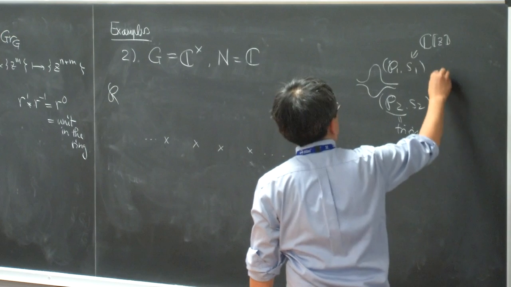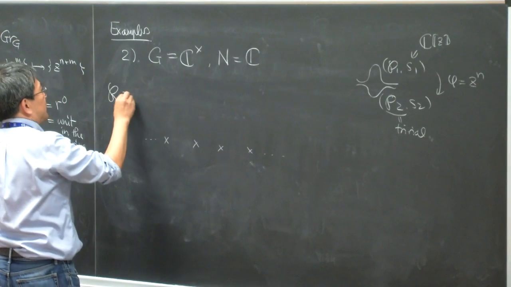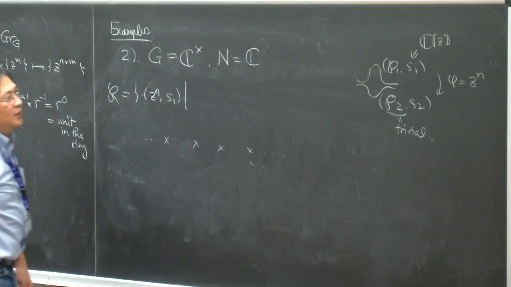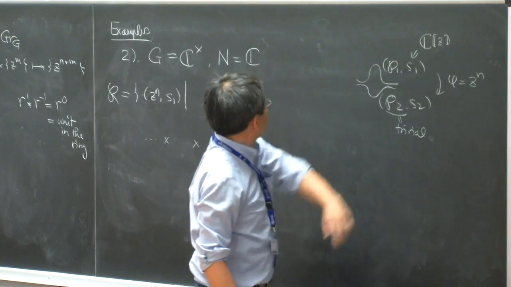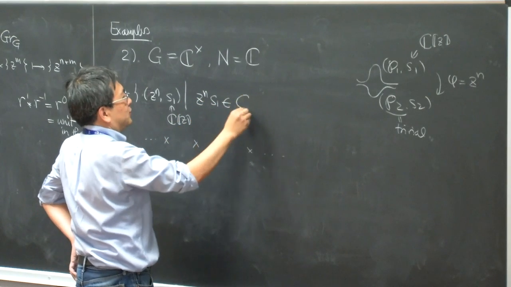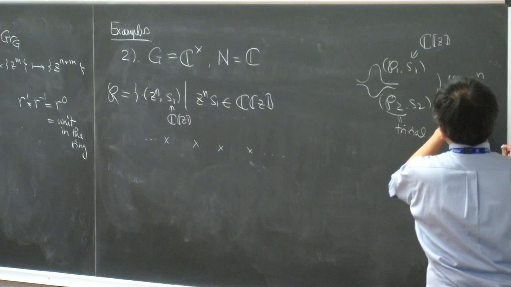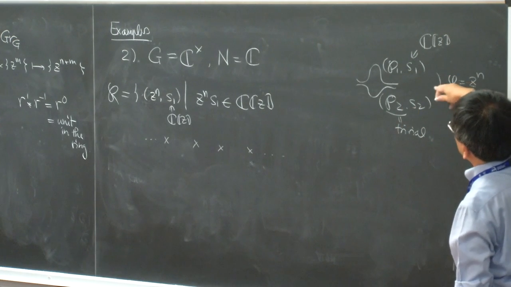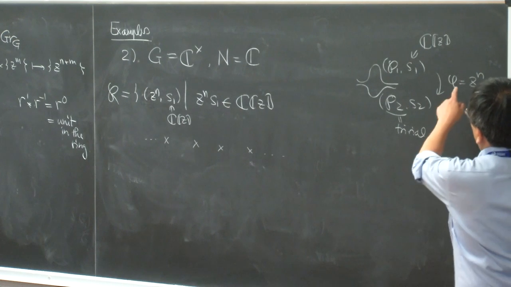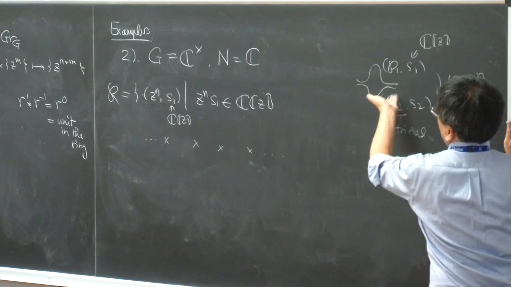And in this setting, phi is given by z to the n. So R is a triple, so G of K and S of 1, not a triple, pairs. So P1 is a trivial bundle, phi is this one. And the condition is z to the n of S1 is still in C of z. Because I assume S1 and S2 are both sections defined over the disk, and phi is an identification outside the origin, so S1 and S2 must coincide outside the origin by phi. That means if I multiply z to the n to S1, then I get S2, but S2 is defined over the whole disk. That is the condition.